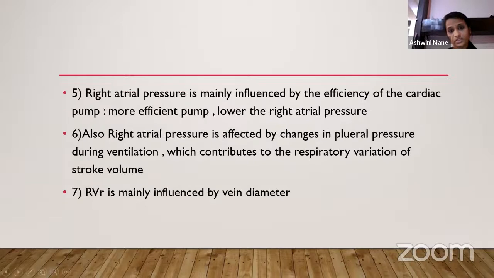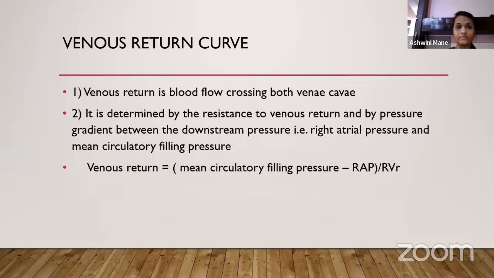So the right atrial pressure is mainly influenced by the efficiency of the cardiac pump. The more efficient the pump, the lower is the right atrial pressure. Also, the right atrial pressure is affected by changes in the pleural pressure during ventilation, which contributes to the respiratory variation of the stroke volume. The resistance to the venous return is mainly influenced by the vein diameter. So, the venous return curve.